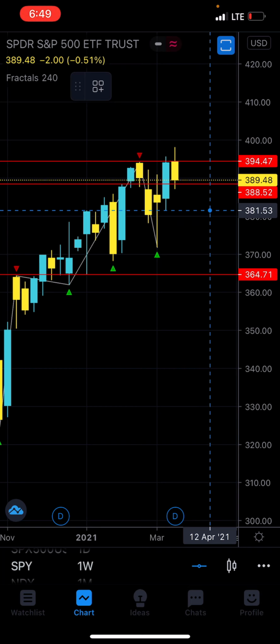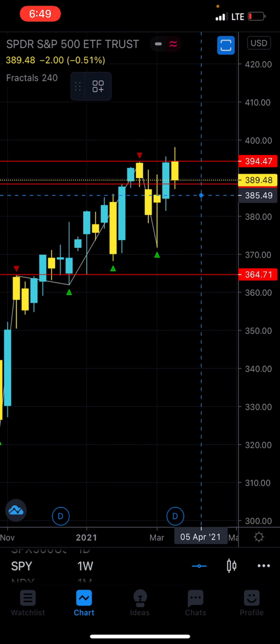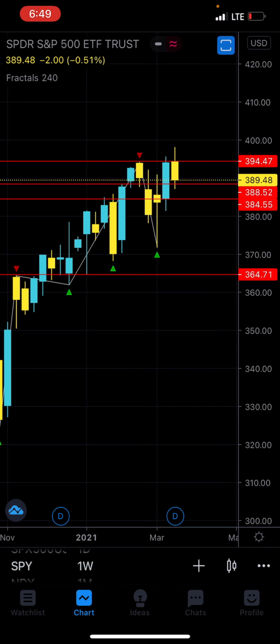So is this a good spot? Let's go from here. It seems like this would be 1, 2, 1, 2, 1, 2, 3. I'm hitting 3 right there. There's another spot right there.